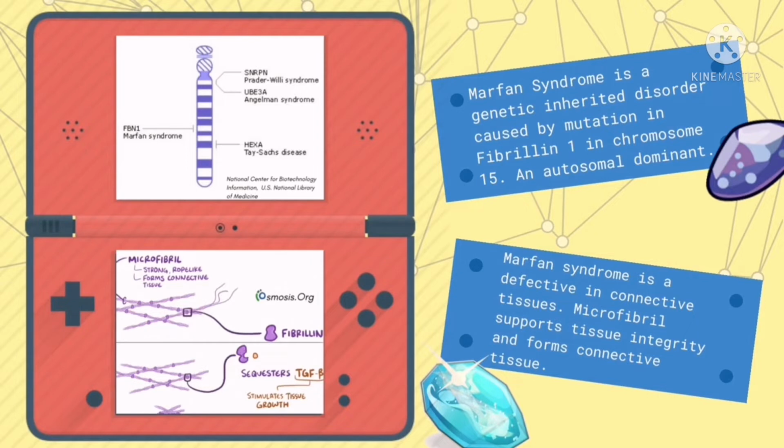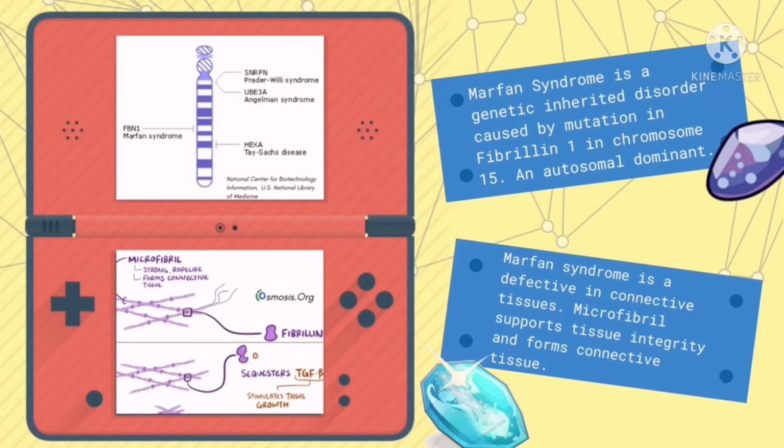Fibrillin is the main component of microfibrils. Microfibrils are strong and have a rope-like structure that forms connective tissues. Connective tissues are responsible for binding and supporting all organs and systems in our body to remain intact and serve their purpose.